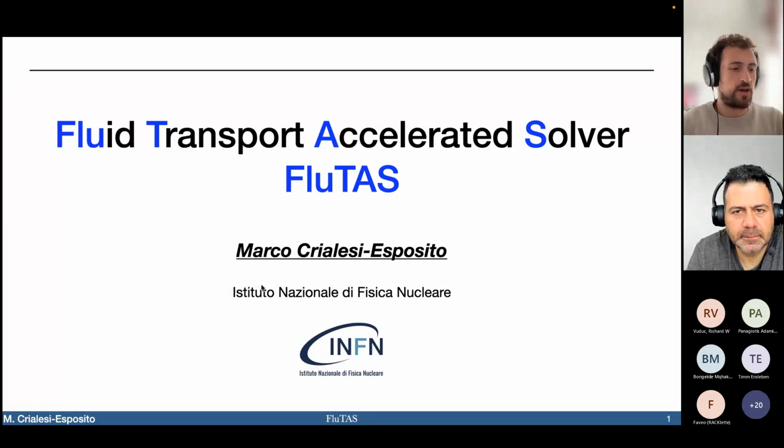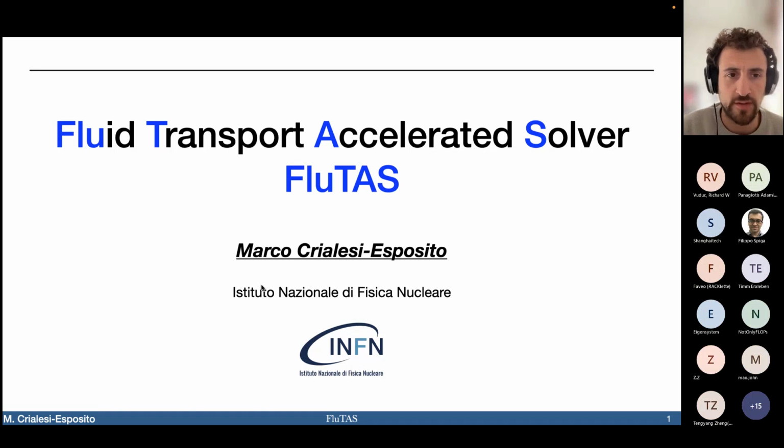So good morning, everybody. I would like to give you a brief overview of the code FluTAS, which stands for Fluid Transport Accelerated Solver, which I developed together with several people, whom I will acknowledge at the end. I would like to give you an introduction on how the code works, what the equations behind it are, what we use it for, and ultimately also what can be done with this type of code.